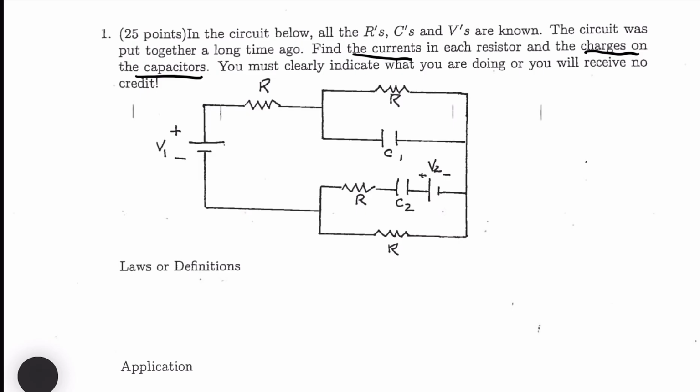So I'm going to start on the positive battery, the V1. I'm going to call my current I that flows through the circuit. And then I have a junction here, but it's not really acting as a junction because we know in steady state, no current can flow through the capacitor. So in reality, my I is only flowing upwards.